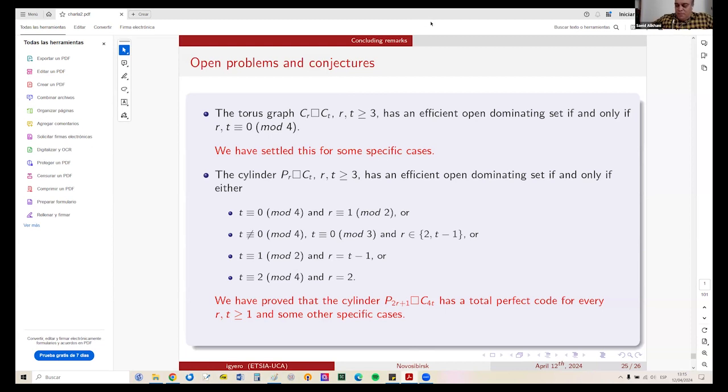Ismail, let me ask a question. Whether an efficient open or closed dominating set in a graph is a unique dominating set? No, I don't think so.